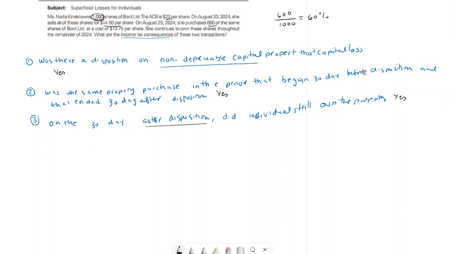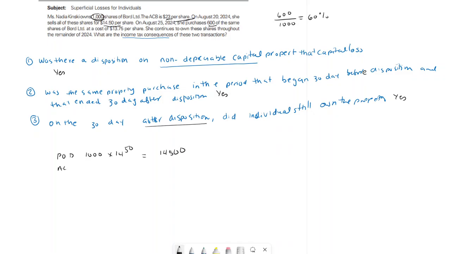If I were to do the 100% of it, my proceeds would be for 1,000 shares, but we did not sell everything. What happened is she sold and she purchased the same shares within the 30 days. So my proceeds will be 14.50, that's the selling price, 14,500.